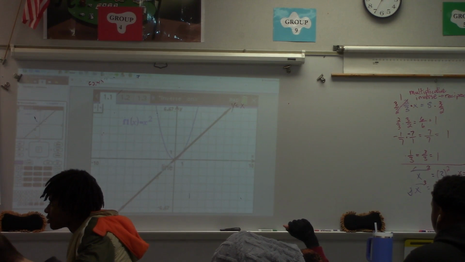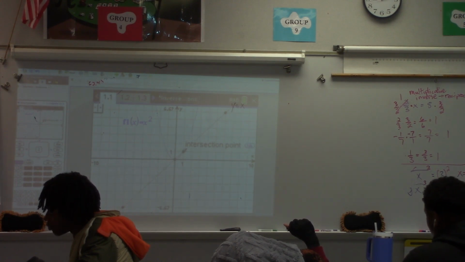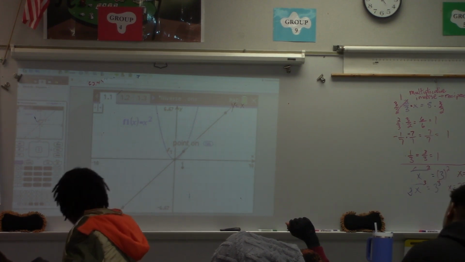Transformation and reflection. There we go. Okay. So I'm going to click on the line of reflection, then I'm going to click the point that I want to reflect. Now I'm going to do 1, 1. Because it's on the line, what's going to happen? It's going to stay right there, right? It did not move, okay? Now what about negative 1, 1? Does that reflect across? Yes.